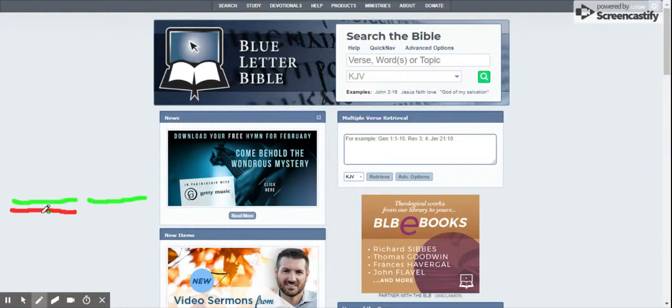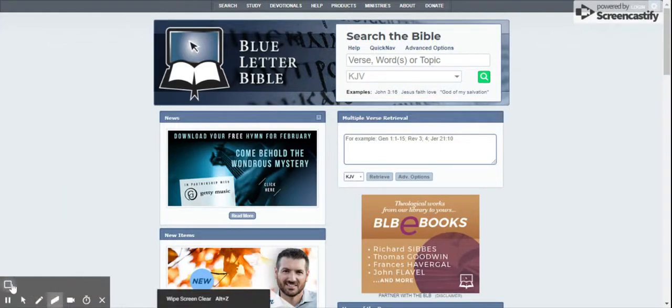And the reason why the Septuagint is important is because many words and concepts that are used here in the New Testament, they're thinking of how they were used in the Septuagint, because they used the Septuagint a lot because it was in Greek. So we need to look at them all in order to best understand words and concepts in the Bible. So how does Blue Letter Bible help us with that?